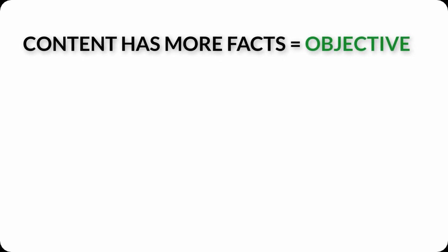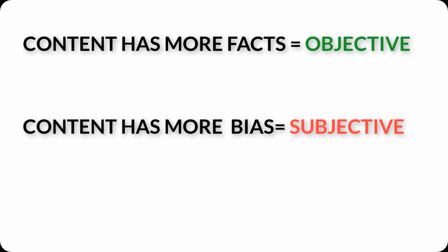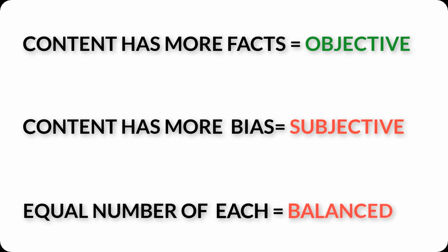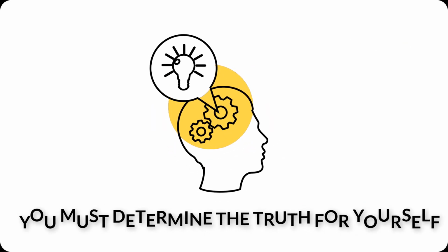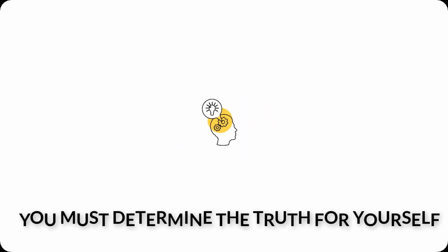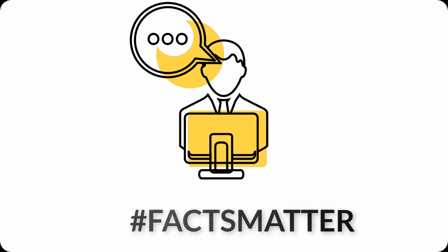And if the article has more facts than opinions, then that article is objective. If the article has more opinions than facts, then it is subjective. Now, what if the article has an equal number of facts and opinions? Well, then they call that balanced. But it's really up to you again to determine the validity of the information that you're going to consume and retain as being factual. So remember, if you want facts, then you have to look for articles that are written objectively.